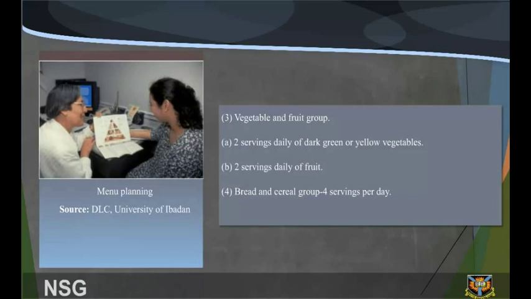Vegetable and fruit group: 2 servings daily of dark green or yellow vegetables, and 2 servings daily of fruit. Bread and cereal group: 4 servings per day.